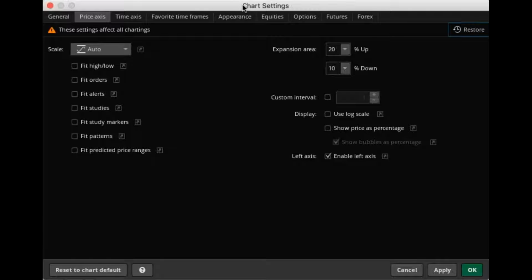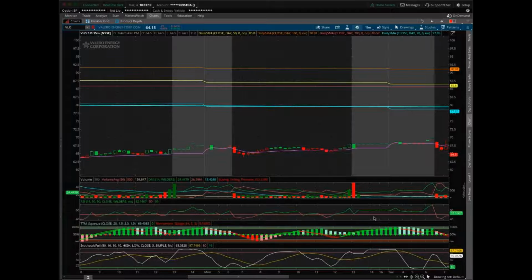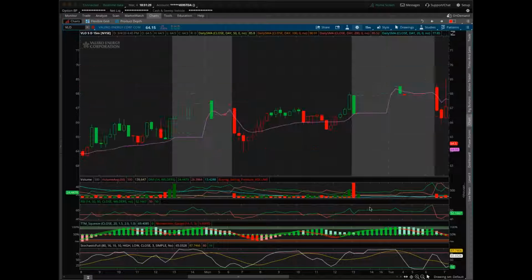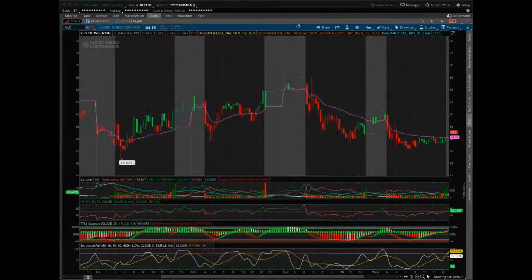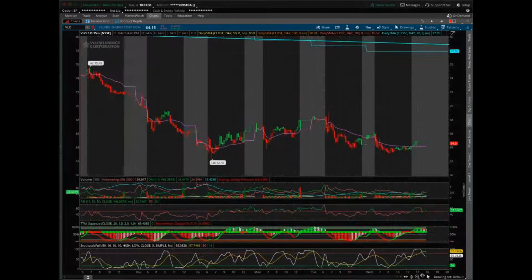So let's go back to the chart. And so my chart looked like this before. So that's how my chart looks now. And then once I unclick fit study markers and studies, then I push apply. And then now I have a lot more room to work, so it's not showing those lines. Those lines are still there, but I have a lot more room that I could see my chart and my graph.